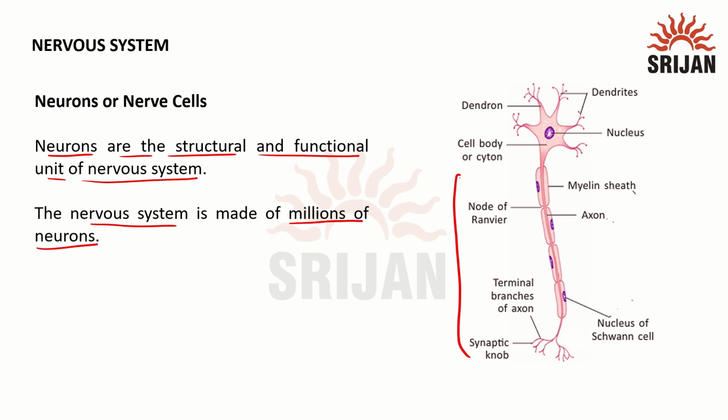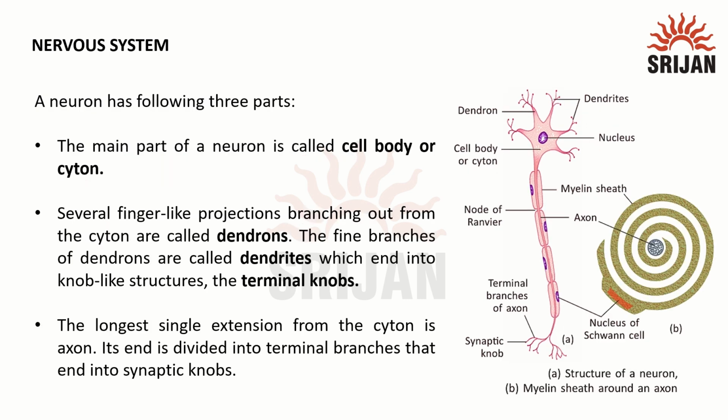So neuron has many structures as we can see in this diagram. We have dendrites, dendrons, cell body, nucleus, myelin sheath, and so on. But for the convenience of understanding its working, we can divide the neuron into three main parts. One is the cell body or cyton, which is the main part of the neuron. So that will be this star-shaped structure. A cell body contains nucleus and cytoplasm inside it.